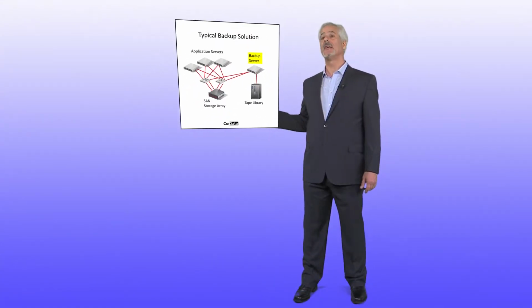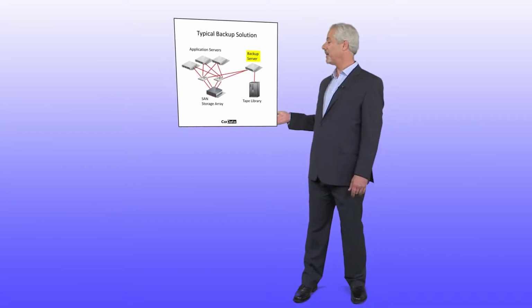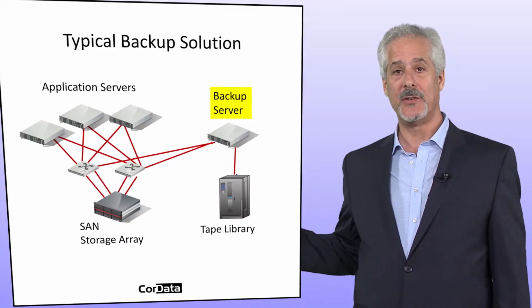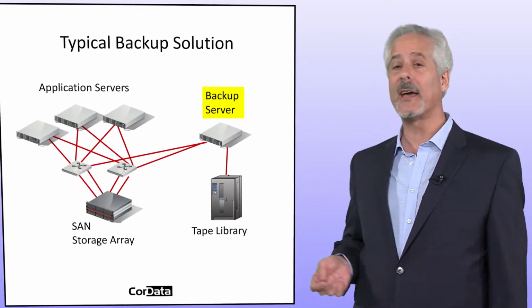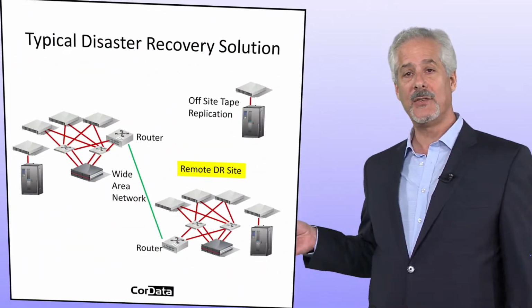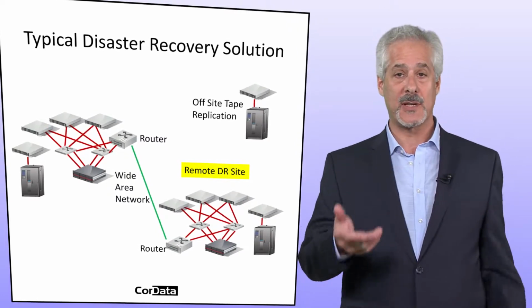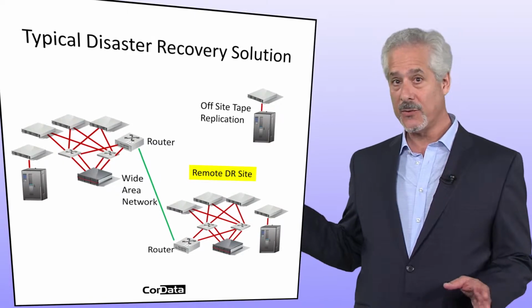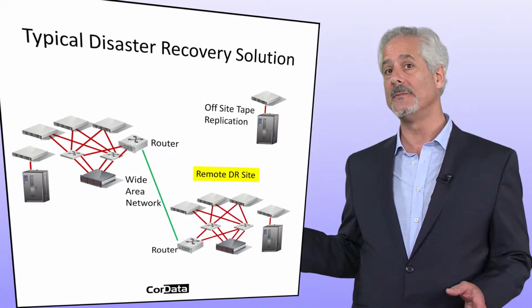Let's see how a Nexan NST storage cluster completely protects your data. Here's a typical backup solution with a local tape library to store the backups. Here's a typical second site for disaster recovery. Notice the second off-site tape library and backup server. This is to recover data from tapes at the remote site.